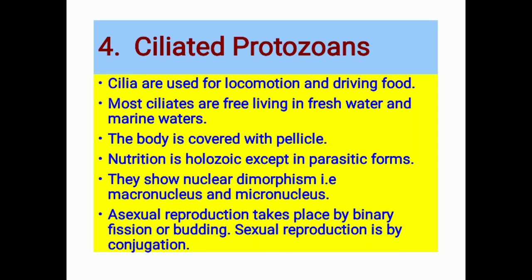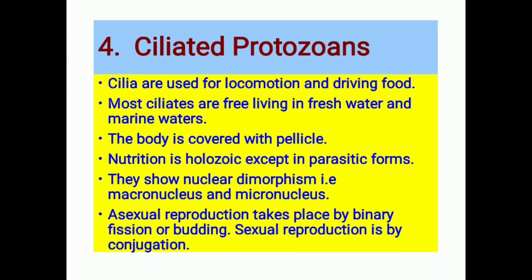As they possess cilia, that is the short locomotory organ, they are generally called ciliates, and they are free living in freshwater and marine waters. The body is covered with a pellicle. Nutrition is holozoic except in parasitic forms. They show nuclear dimorphism, that is macronucleus and micronucleus.